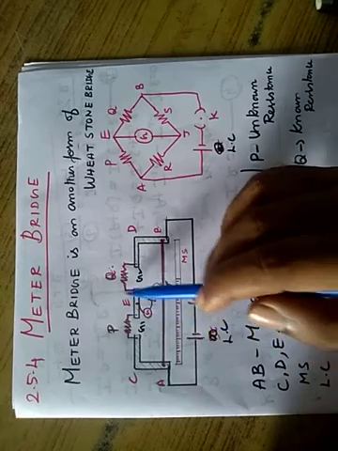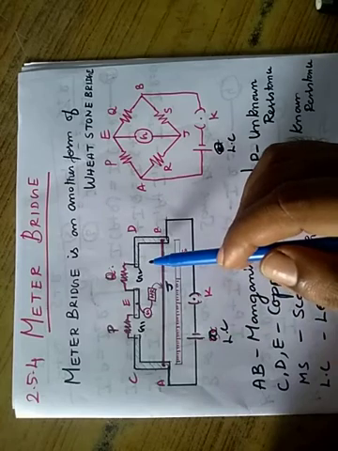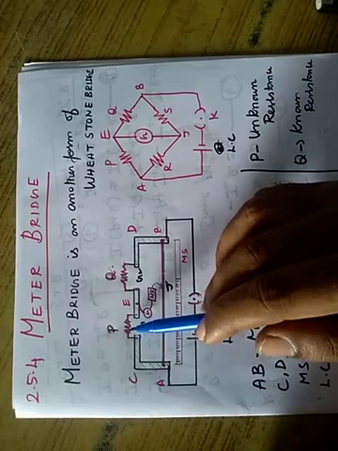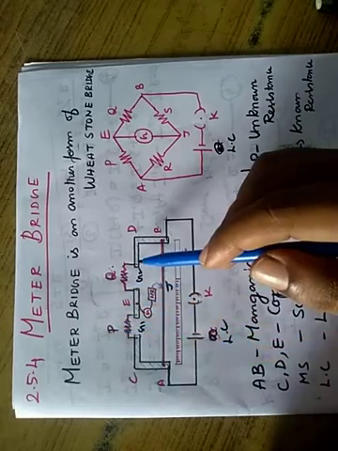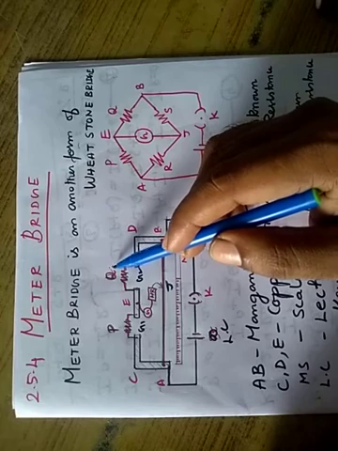After placing the copper strip E, it creates two gaps, G1 and G2. In gap G1, we connect an unknown resistance named P. In G2, we place a standard or known resistance Q.